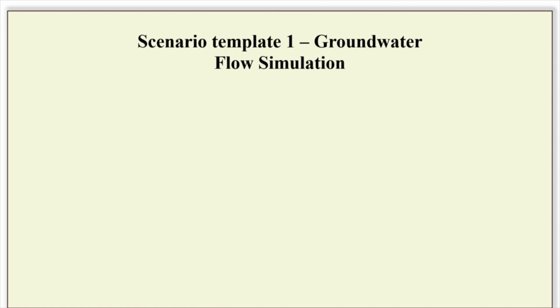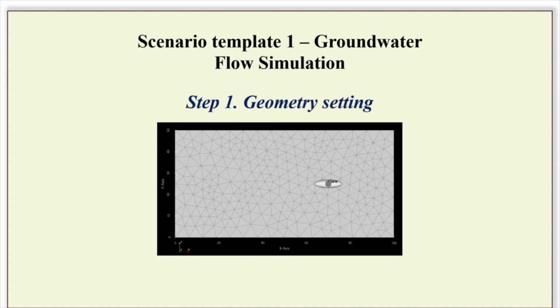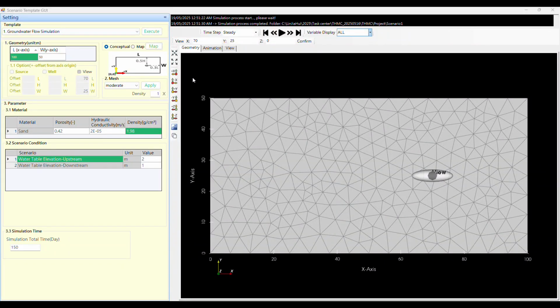Next, we'll set up the geometry for Scenario 01. This example simulates groundwater flow in a 2D environment. Begin by setting the simulation area to a length of 100 meters and a width of 50 meters. We can choose the model setup options, the conceptual, which uses a schematic layout.